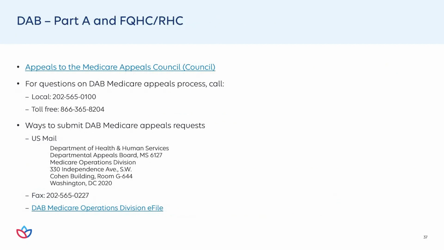Some more information on slide 37 on your Level 4 appeals. So once again, Departmental Appeals Board, Part A and FQHC providers. There is a hyperlink at the top of slide 37 for appeals to the Medicare Appeals Council. For questions on your DAB Medicare appeals process, there is a local and toll-free number that you may use. And similar to other levels, you can submit your DAB Medicare appeals via U.S. mail. There's an address there. Via fax, there's a fax number there. And then at the bottom, there's also an e-file option that is hyperlinked for you.